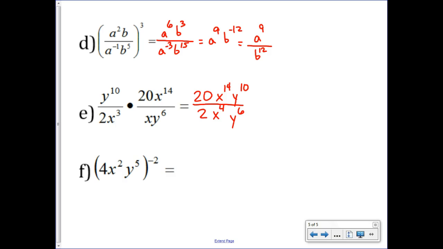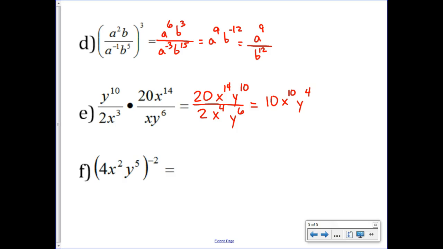Now, when I divide, my numbers still get treated the same. So I'm not doing 20 minus 2. I still have 20 divided by 2, which is 10. And then I have 14 minus 4, so I have x to the 10th. And I have 10 minus 6 is y to the 4th. And that's my final answer there.